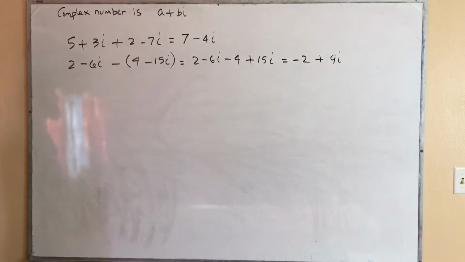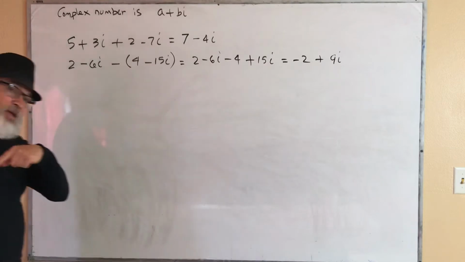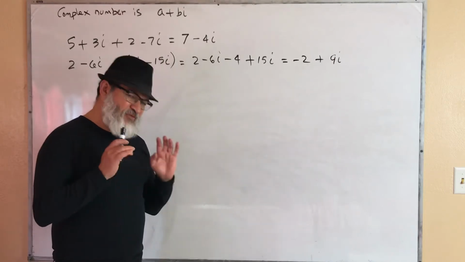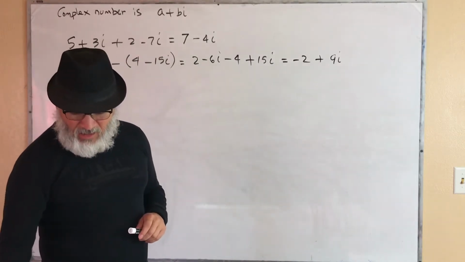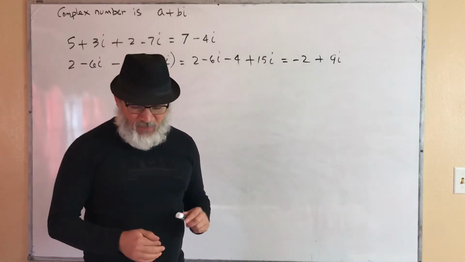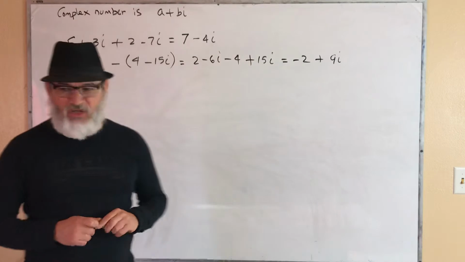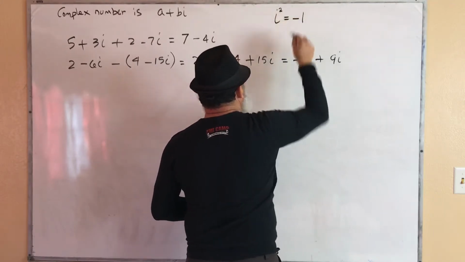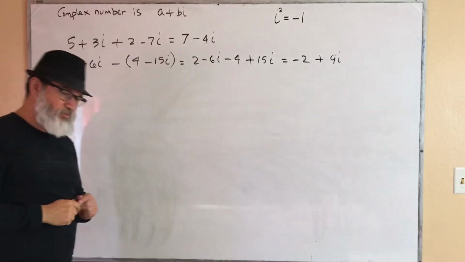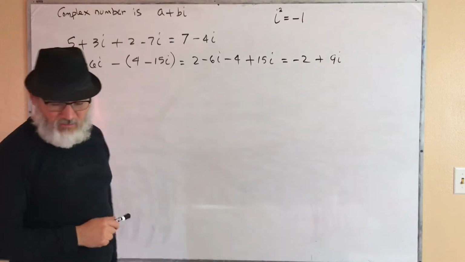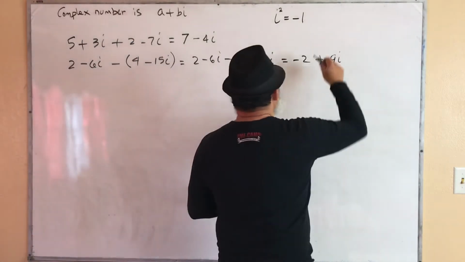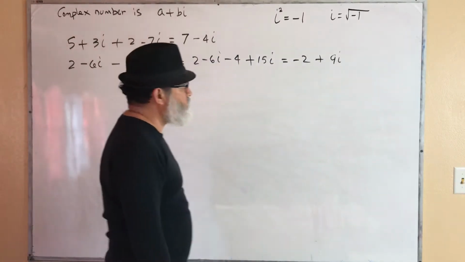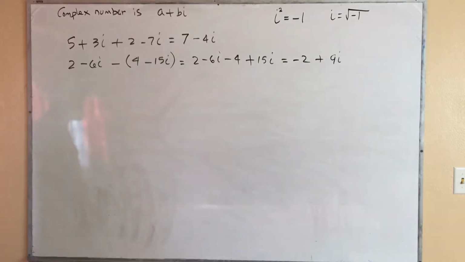Okay. Let's multiply complex numbers. By the way, complex numbers have a definition that we need to remember. The definition that we need to remember for complex numbers is the following: i squared equals -1. Don't forget that. Now, if you take the square root of both sides, we can also say that i equals the square root of -1. Very good. Let's not forget those definitions, okay?